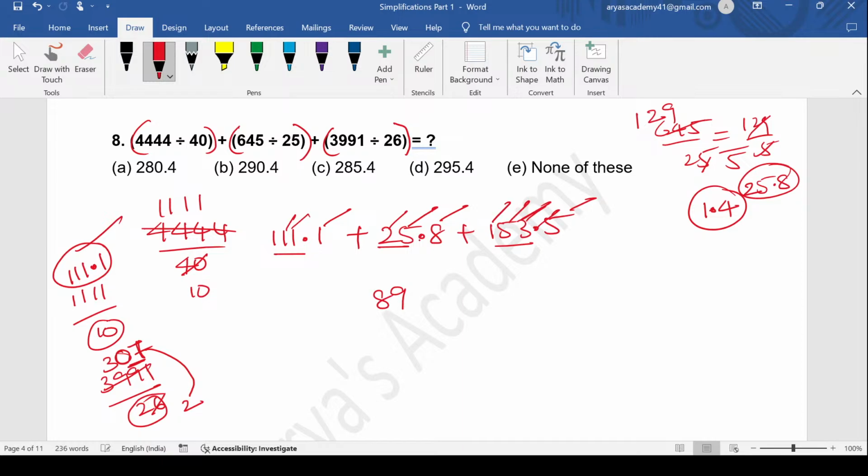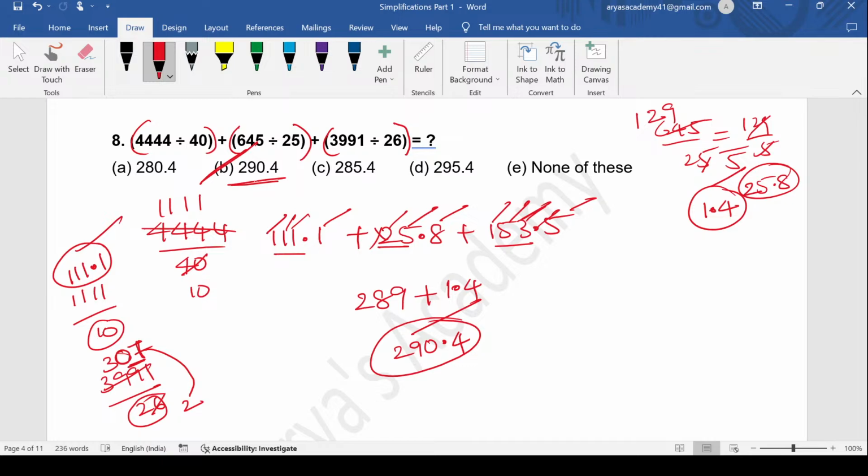Here there is 1. Here nothing is left over. So here again 1, 1 plus 1 becomes 289. 289 plus we have this fractional or decimal part, which is how much? 1.4. 289 plus 1, 290.4 is already there. So it becomes 290.4, which is at option B.